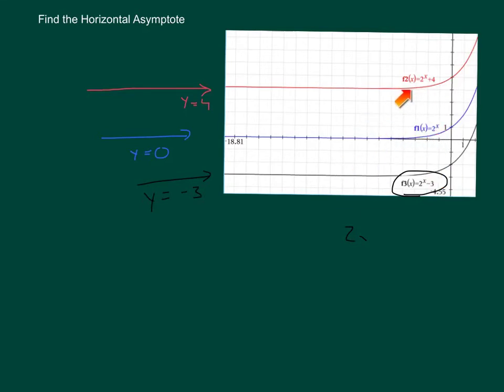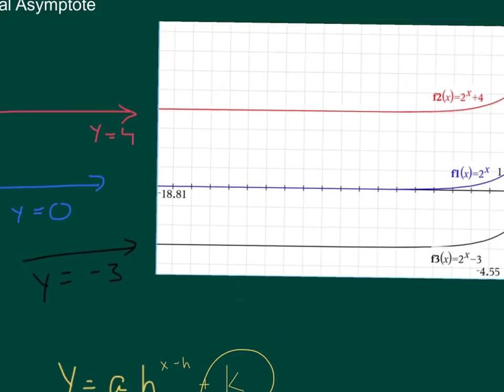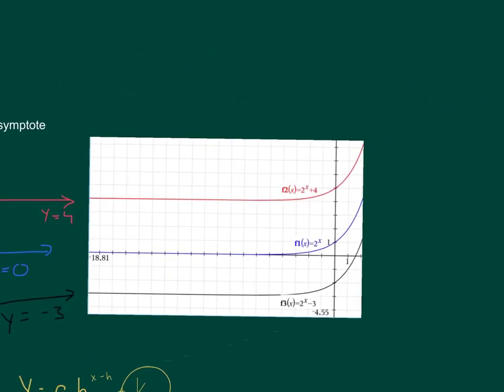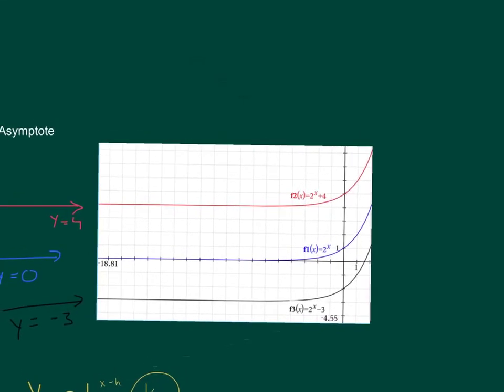Take a look at this red guy up here. We have 2 to the x plus 4, and y equals 4 is our asymptote. What does that tell us? That tells us that this k value is going to give us our asymptote. What else does it tell us? If we look at these a little bit more closely, these are all going up. These were all growth, but they all had positive 1 as that a value in front. If a was 1 in each of these cases, that means we were going up from that point.